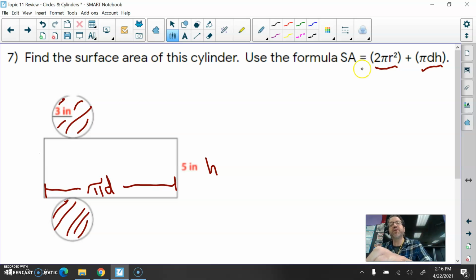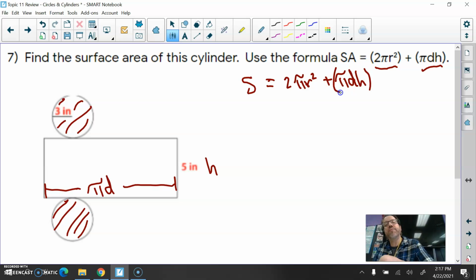So let's find the surface area using this formula. S equals, now I just wrote S, it's the same thing as surface area. You can use S to stand for surface area, or SA if you prefer. 2 pi r squared plus pi dh. Now remember, when finding surface area, we have an R for radius and a D for diameter, so it would be smart to write these both down here, R equals and D equals, and get these values written down.